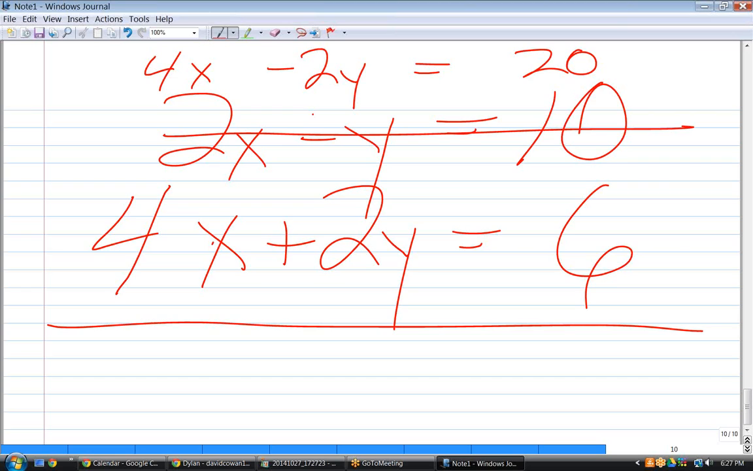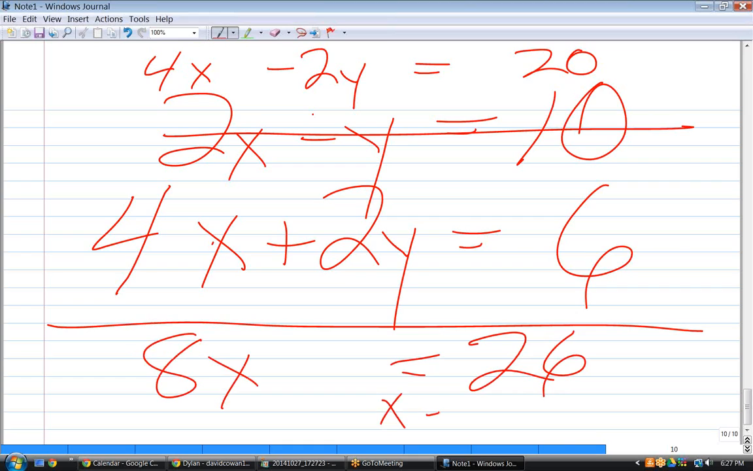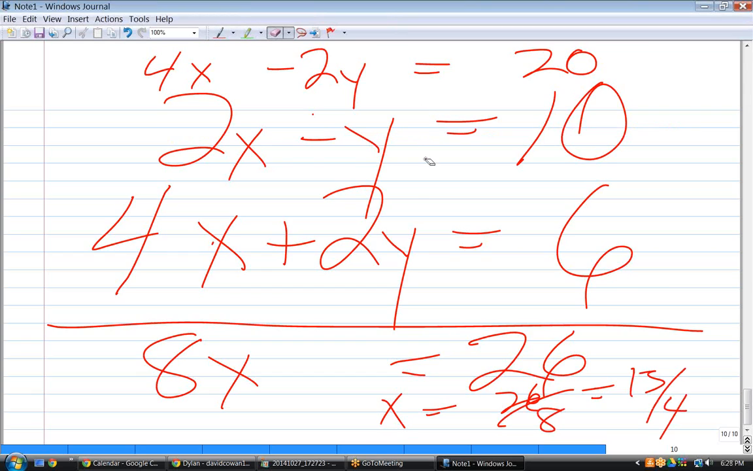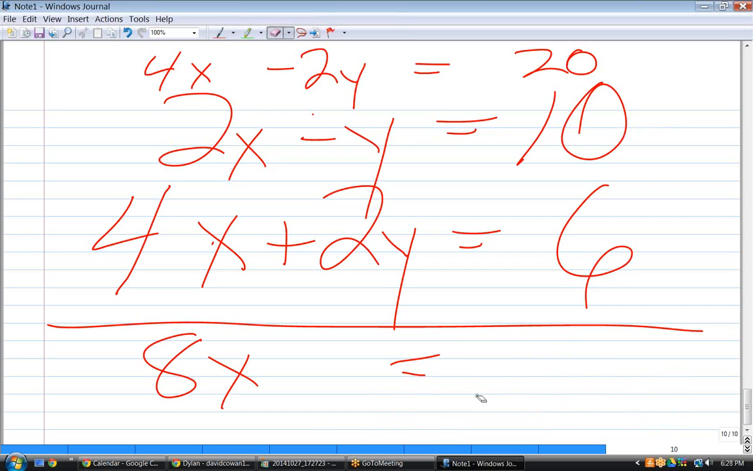I can add them, and in the process of adding them, the y is going to disappear. So I've got 4x plus 4x. Over here I've got 20 plus 6. I've solved it. X equals 26/8 or 13/4. Okay? So those two techniques you're going to be dealing with for a long time.